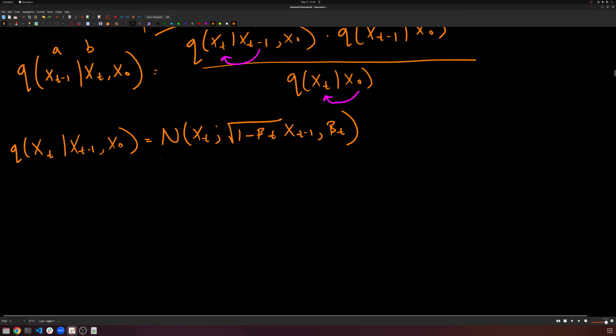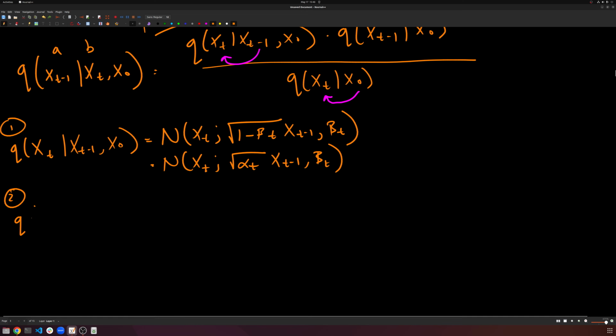But we had that extra new notation where 1 minus beta t was alpha t, remember? So we can just rewrite this as normal. XT is our variable, and it's going to be the square root of alpha t times XT minus 1. And we'll just leave beta t as beta t for now, just to keep it simple. Good, so that's the first one. And then we have number 2.